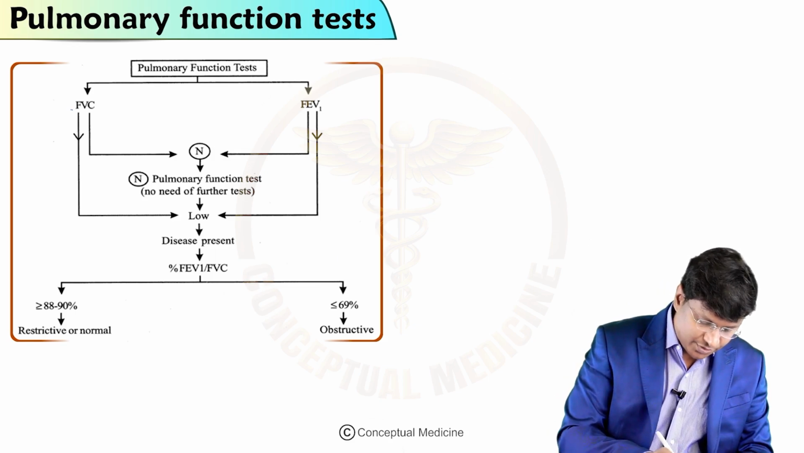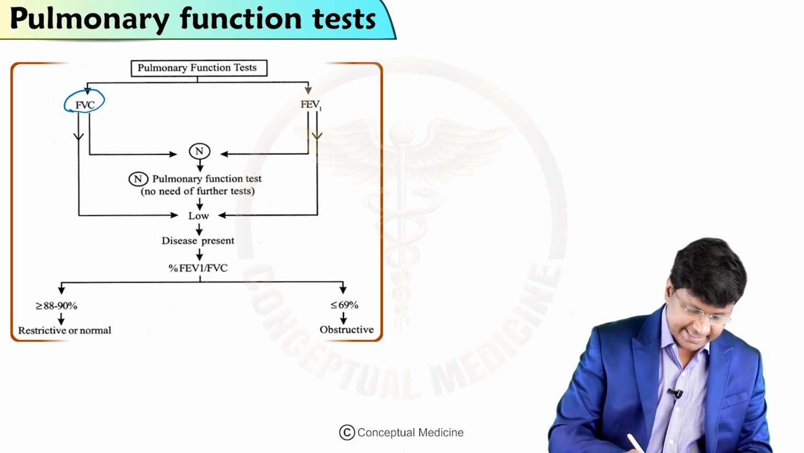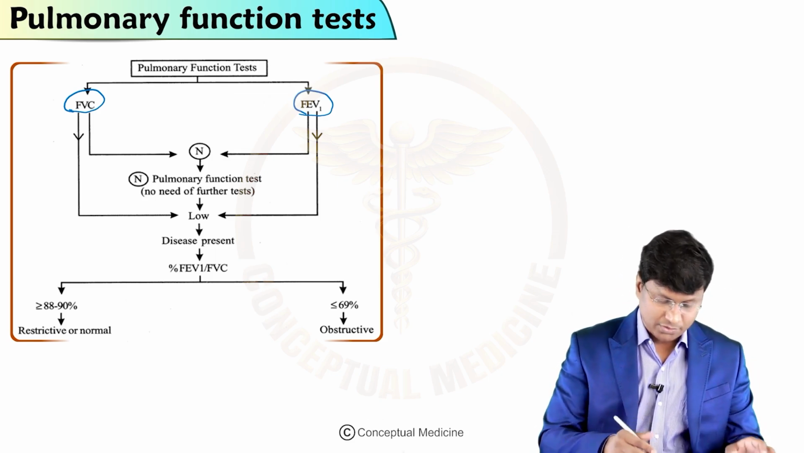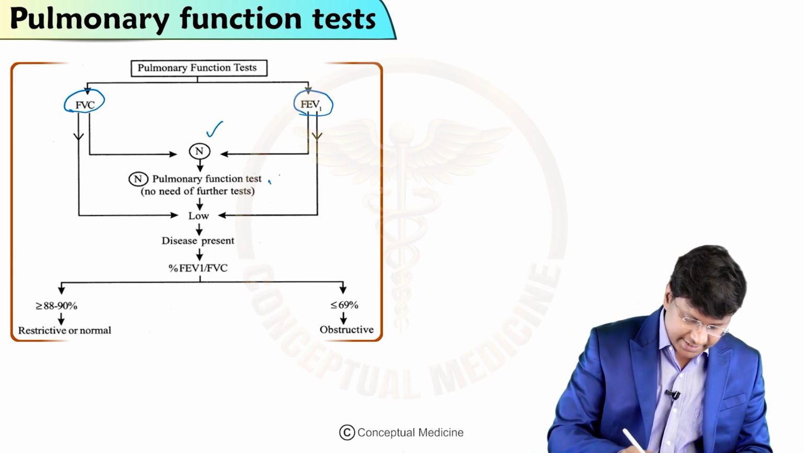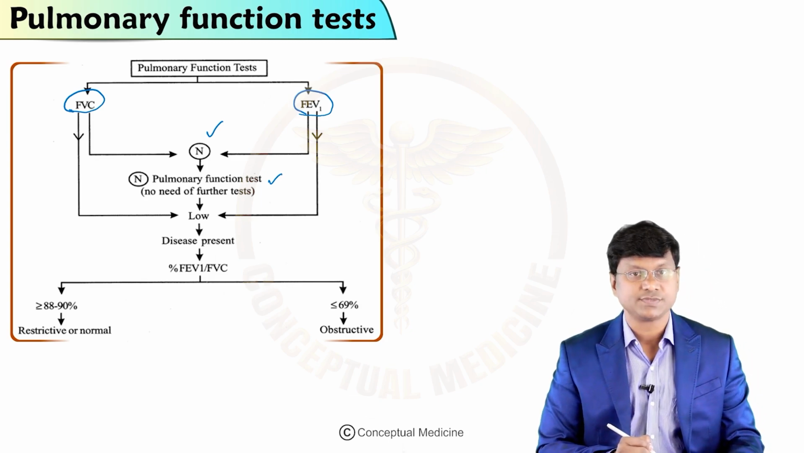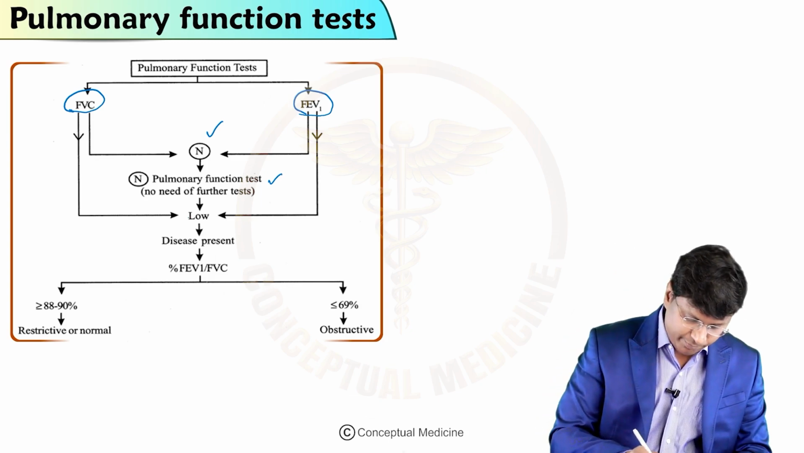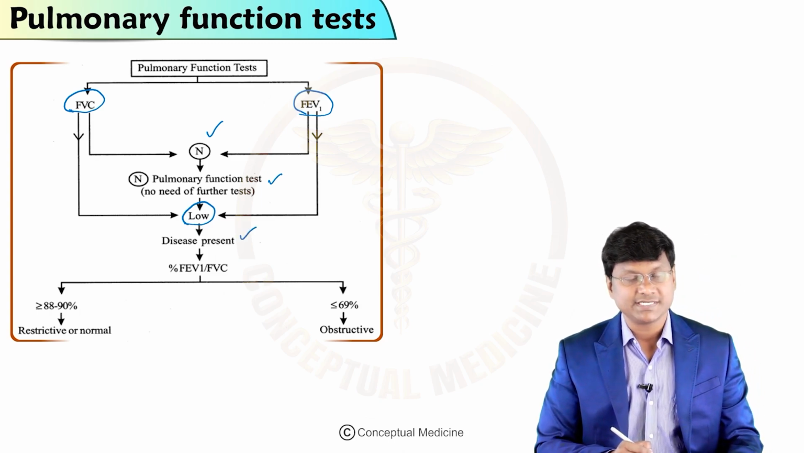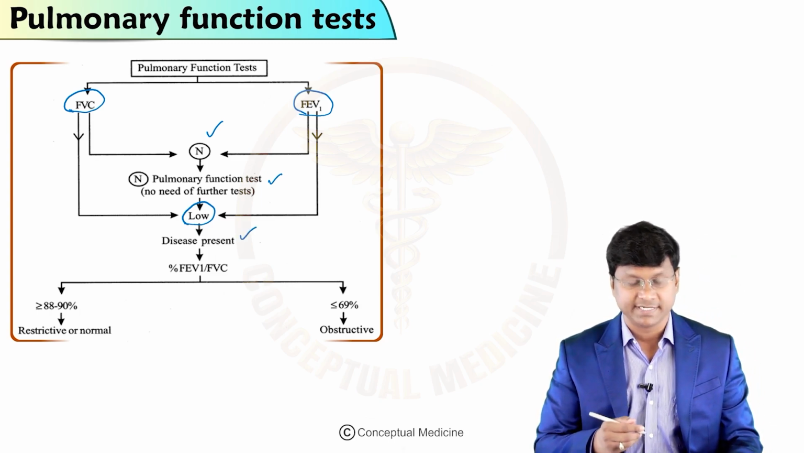So, first step, you need to interpret the FVC. Second step, you need to interpret the FEV1. If both are normal, then you need to consider it as a normal pulmonary function test. Suppose both are reduced, then you need to consider there is presence of disease. In such a case, you need to take the FEV1 percentage.